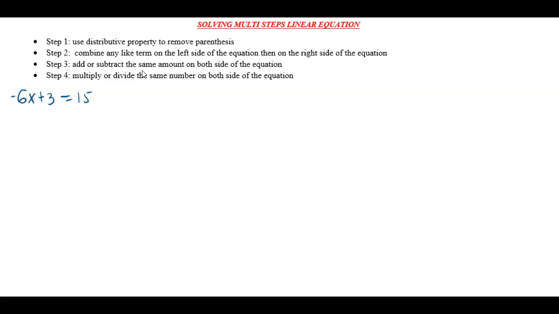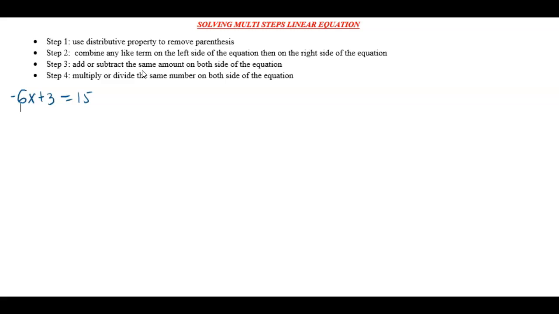There is no term to combine on the left. We cannot combine 6x and 3 because there is no x in 3. And there is not another number on the right side of the equation. So there is no like term to combine on the left and there is no like term to combine on the right. So now we need to add and subtract.